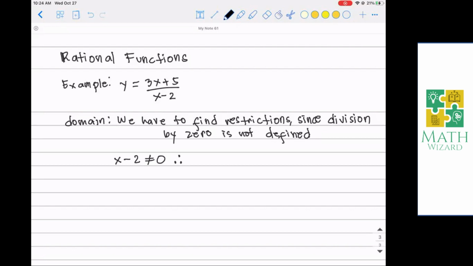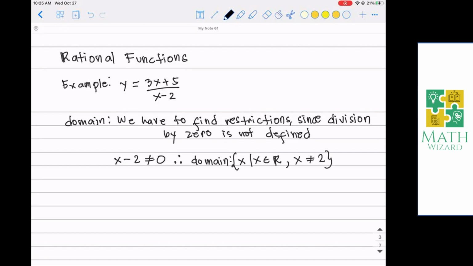Therefore, ang magiging final answer natin would be, again, we find for the restriction. Ano yung value ni x na mag-i-equal to 0 yan? What would be the value of x para maging equal to 0 ang ating denominator? 2. Ibig sabihin, ang ating domain would be x such that x is the set of all the real numbers and x should not be equal to 2.